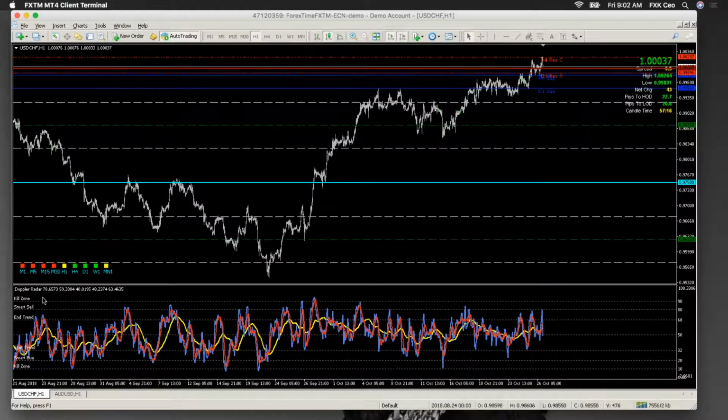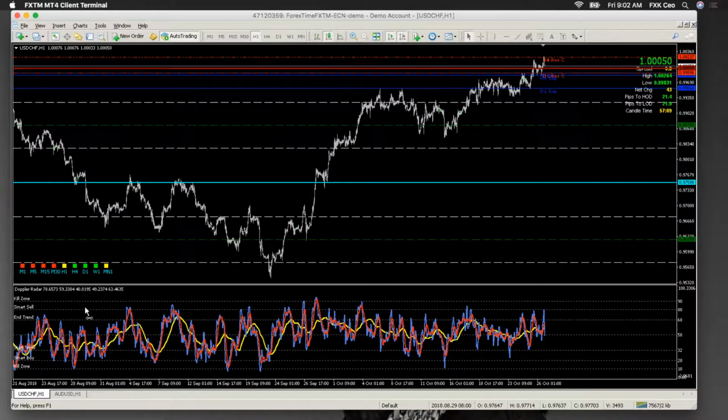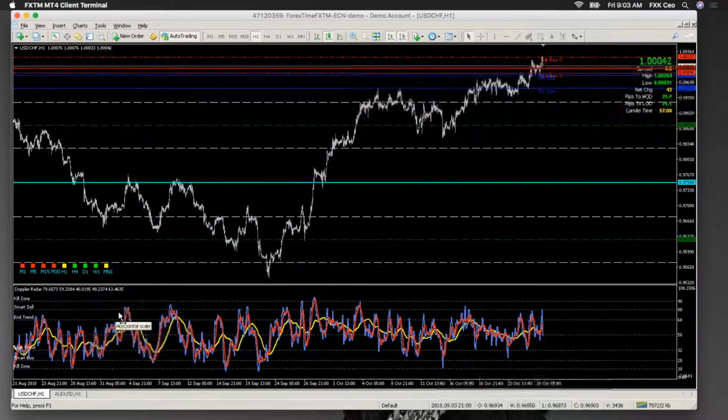As far as the levels on the Doppler, the kill zone on the top and the bottom, both of those are going to be the levels of extreme exhaustion in the market. So for the Doppler, we use this to identify exhaustion in the market. At these exhausted points, you would notice the market would make a reversal. The kill zones are the most extreme point of exhaustion. The smart buy and the smart sell are going to be the key areas where you're going to see most of your trade opportunities.